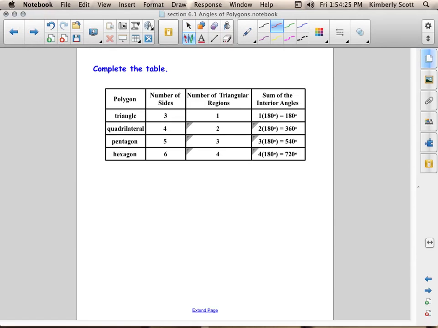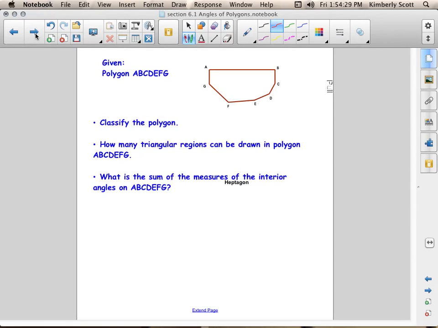Okay? And so that leads us to our first theorem for chapter 6. Well, almost leads it to us. We'll talk about this slide first. I was thinking we had the next one coming up. So, given polygon A, B, C, D, E, F, G, classify the polygon. Well, that's easy enough. 1 side, 2 sides, 3 sides, 4 sides, 5 sides, 6 sides, 7 sides. Okay? So that makes it a heptagon.